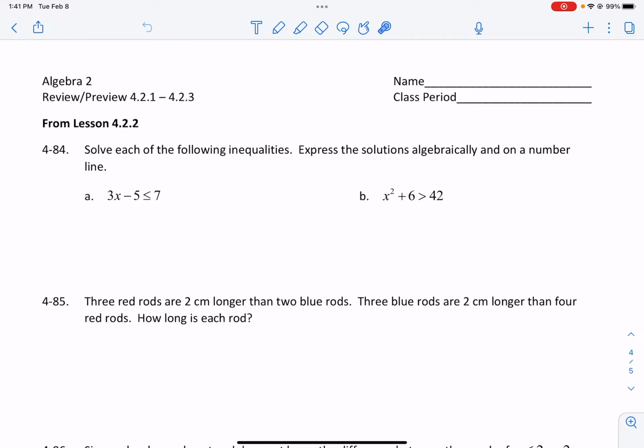4-84. Solve each of the following inequalities. Express the solutions algebraically and on a number line. So this is very similar to having an equal to, but we're using an inequality.